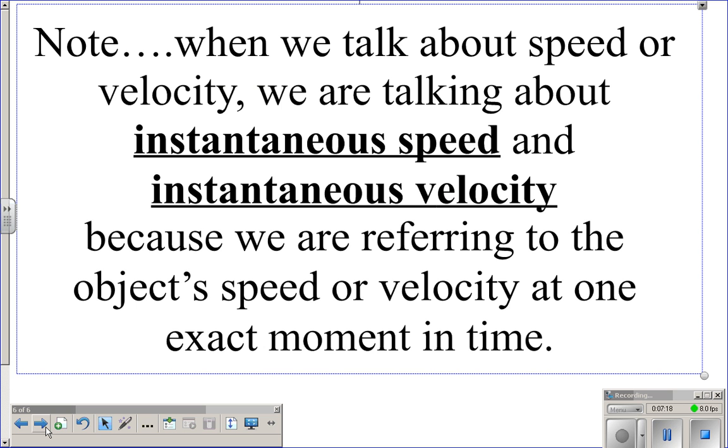If you're driving down the street and I say, hey, what's your speed? You're going to look at the speedometer and you're going to go, oh, I'm going 45 miles an hour. But that's how fast you're going right at that moment. So in general, when we use this word speed or velocity, we're talking about what's happening at that moment. In the next video, we're going to learn about average, and that means something different, as you will see when we get to that video.